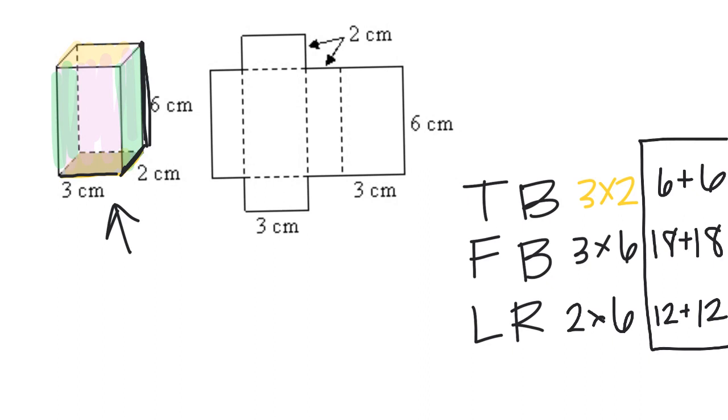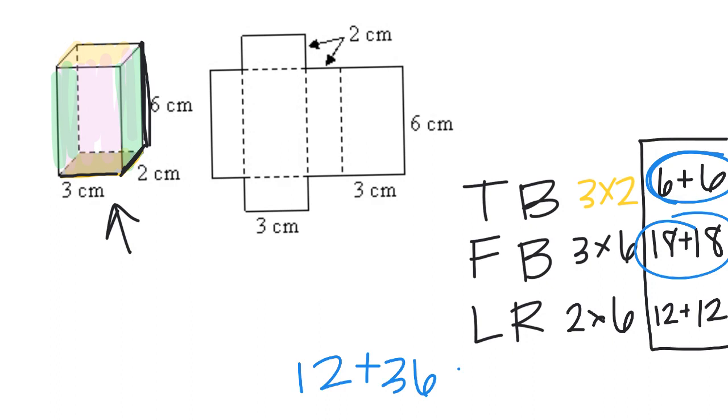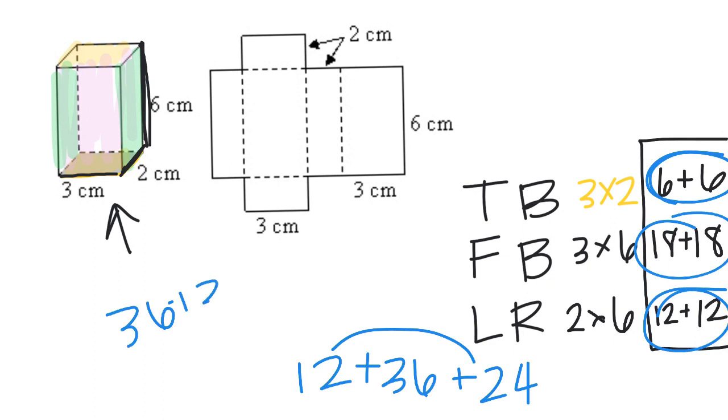So what I personally do is I just find, okay, well, I know 6 and 6 for top and bottom is 12. And then I know that the 18 and 18 for the front and back together is 36. So I would do plus 36. And then the left and right 12 and 12 is 24. So then I take that 36 plus 24 plus 12, and I would add them all up. Well, I know 12 and 24 is 36. So then that leaves me with 36 and 36, and I know that those two together would be 72, and it would be 72 centimeters squared.